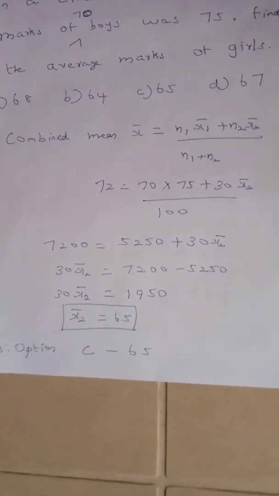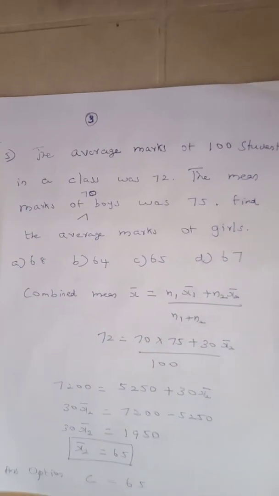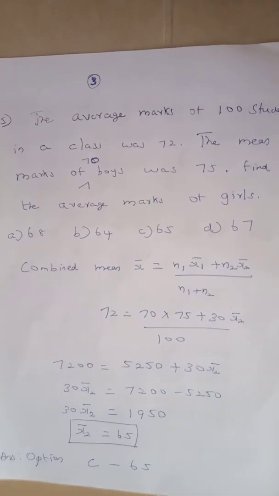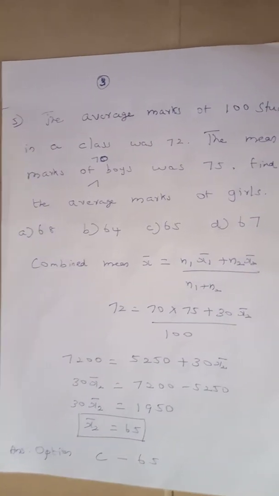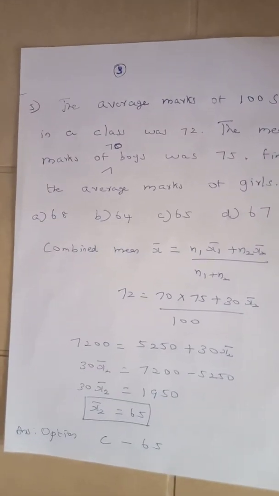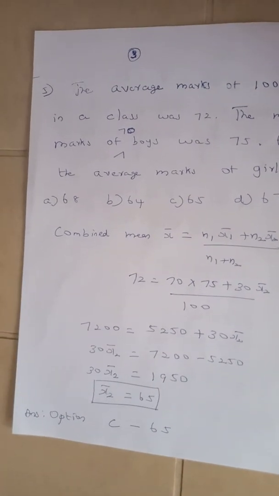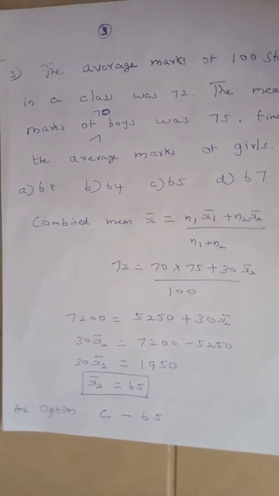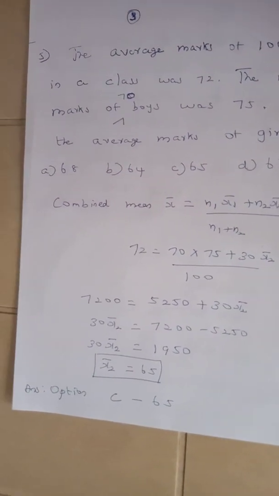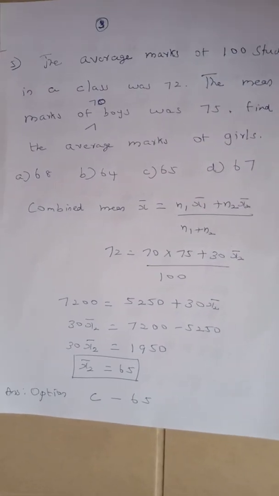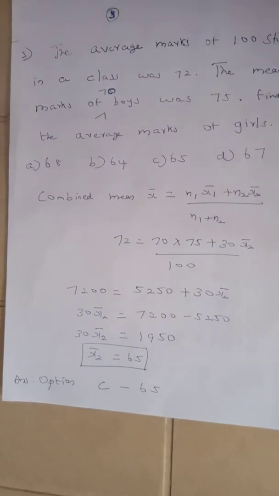Question number 5. The average marks of 100 students in a class was 72. The mean marks of 70 boys was 75. Find the average marks of girls. So option A 68, option B 64, option C 65, option D 67. So we use the combined mean formula. X bar is equal to n1 x1 bar plus n2 x2 bar divided by n1 plus n2. So here given totally 100 students, n1 plus n2 is equal to 100. And there are 70 boys, n1 equal to 70. So totally 100 students, so n2 is equal to 100 minus 70, 30.